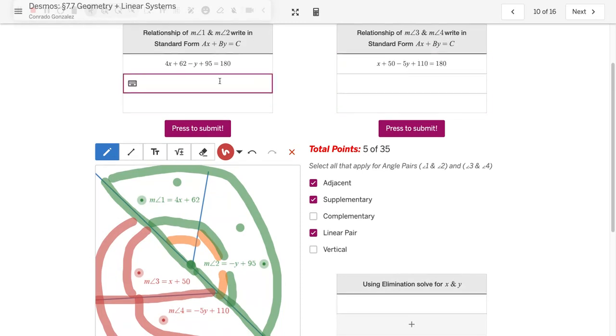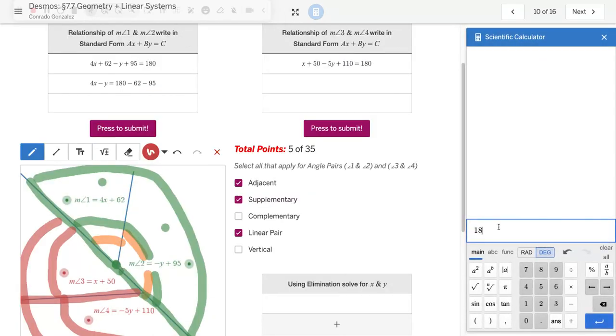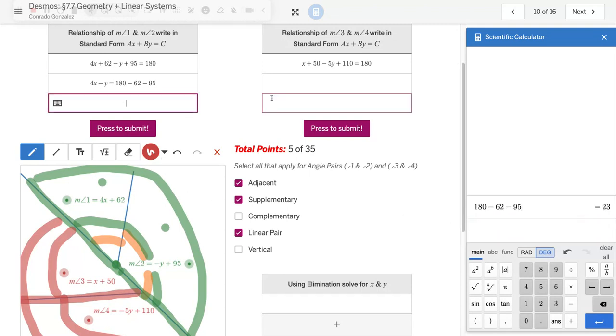Now, the goal is to write both of these in standard form and then use elimination to solve for x and y, because you cannot solve for x by itself. You can use substitution, but I don't want you to, it takes too long. So it's 4x minus y equals 180 minus 62 minus 95. And you can use your calculator: 180 minus 62 minus 95 equals 23.